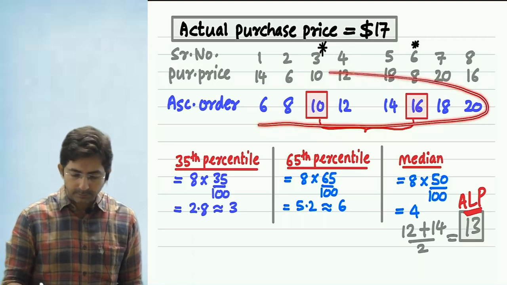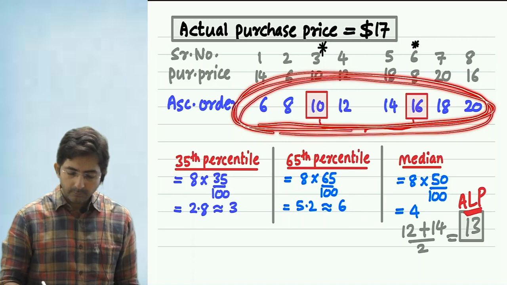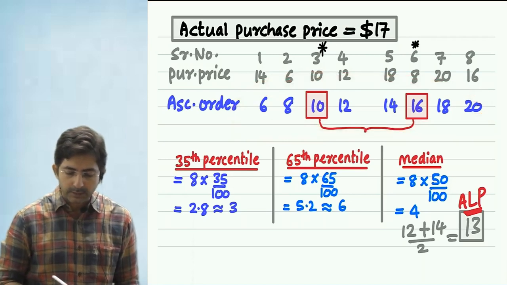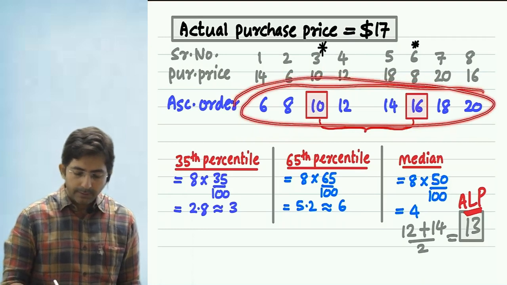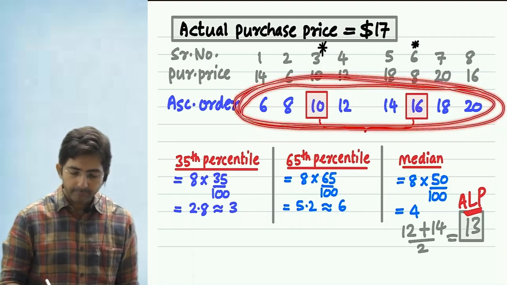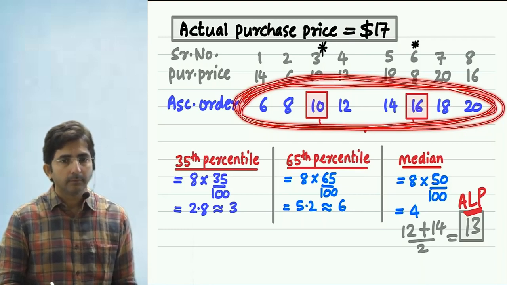Add all this. A little bit of effort you have to put to understand. Add all this and divide by 8. So what is the answer? 13. Means what did I do?